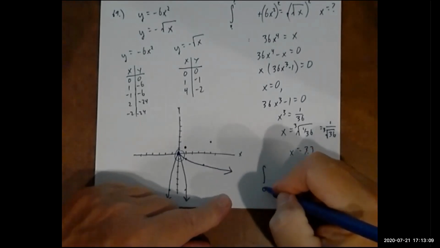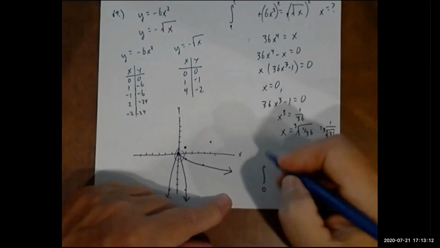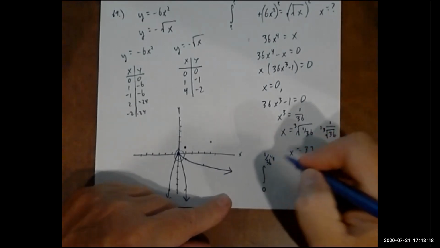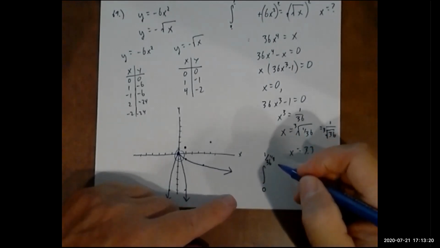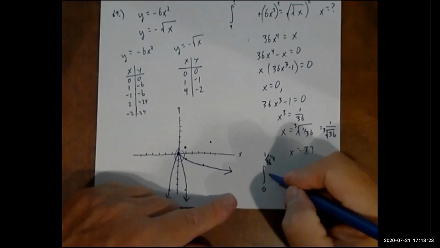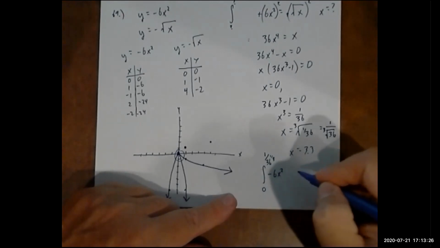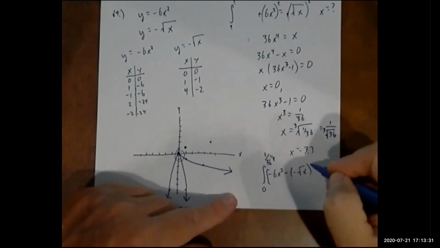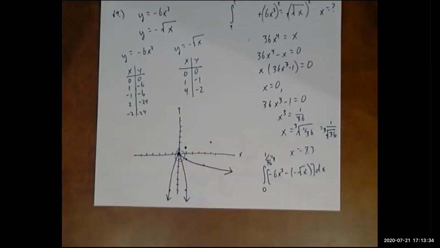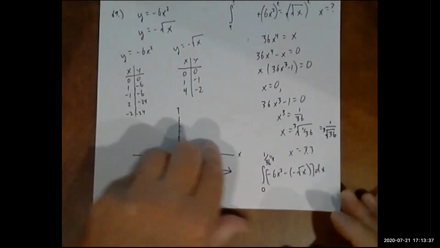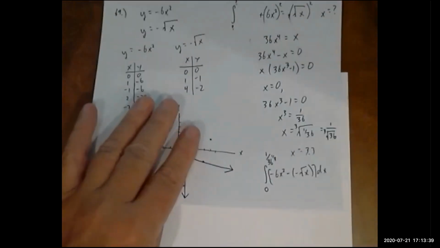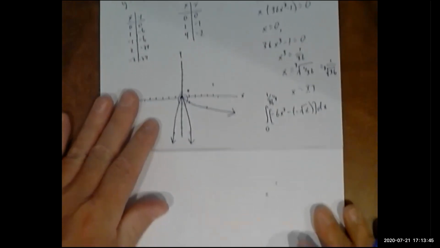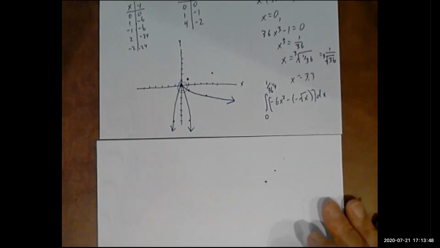We're going from 0 to 1 over 36 to the 1/3 power of the negative 6x squared is on the top minus a negative square root of x. Now I'm going to finish this problem just to prove a point. This will be the last problem on this video. So if you want to stop and go to the next video, feel free. But just to prove a point, I'm going to see if I can get this correct answer.